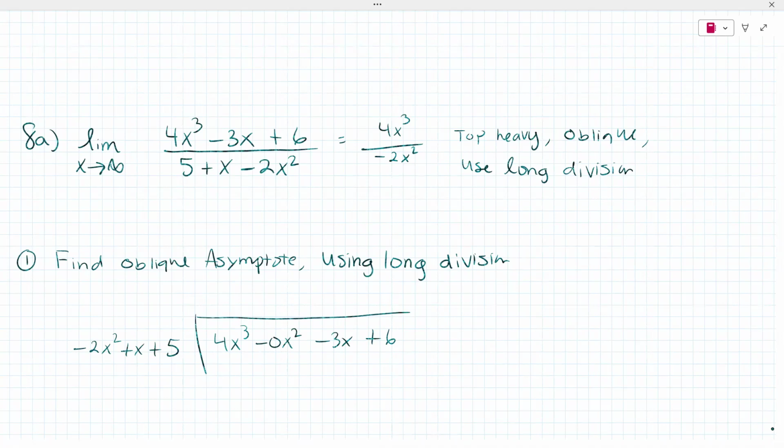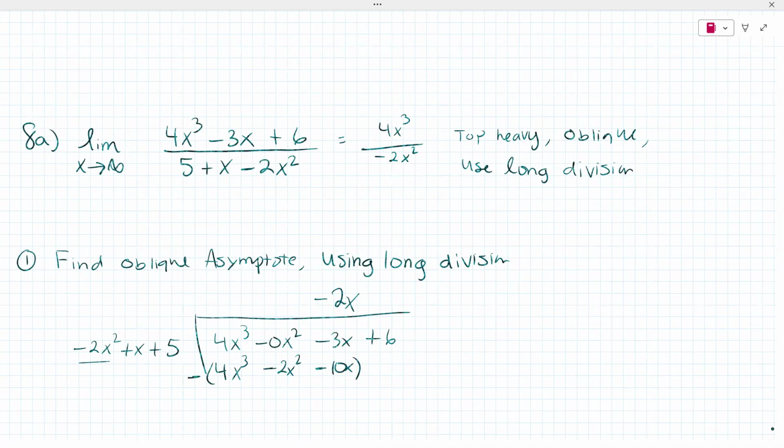Okay, what to do next? We'll try to get rid of this 4x cubed. I believe we're going to multiply by negative 2. I'm going to put that negative 2 above the negative 3x, and we need an extra x because we have an x squared. Negative 2x times negative 2x squared is positive 4x cubed. You've got to do it for everything. Negative 2x times x is negative 2x squared. Negative 2x times 5 is negative 10x.